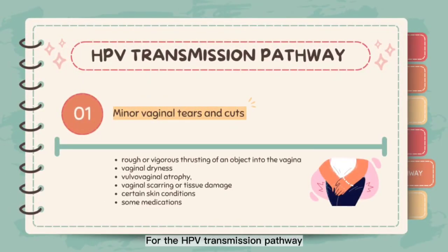For the HPV transmission pathway, first, there are minor vaginal tears and cuts. This is actually common and often occurs when a person is removing body hair or engaging in sexual activity. Factors that may increase the likelihood of vaginal tears include rough or vigorous thrusting of an object into the vagina, vaginal dryness, vulvovaginal atrophy, vaginal scarring or tissue damage, certain skin conditions, and some medications.